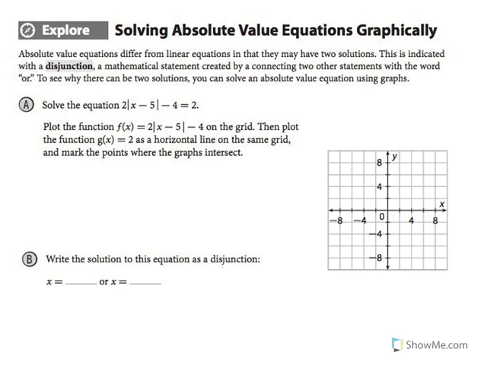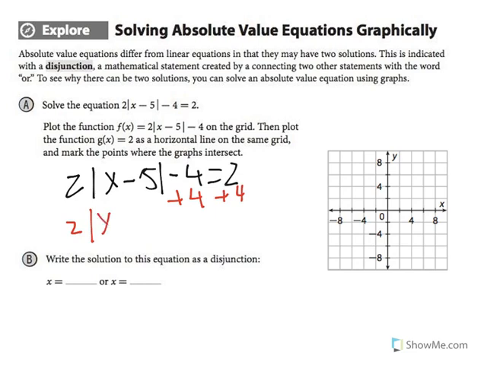So we have 2 times the absolute value of x minus 5, minus 4, equal to 2. First, I'm going to change to red. We add 4 to both sides, so we have 2 times the absolute value of x minus 5 equal to 6. Divide by 2 on both sides, and this gives us the absolute value of x minus 5 equal to 3.